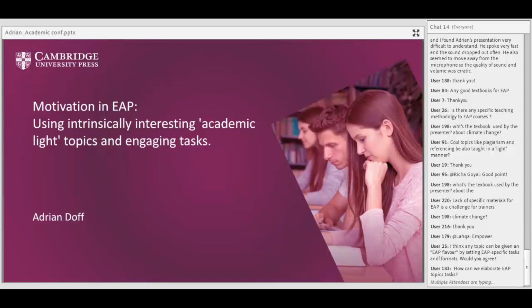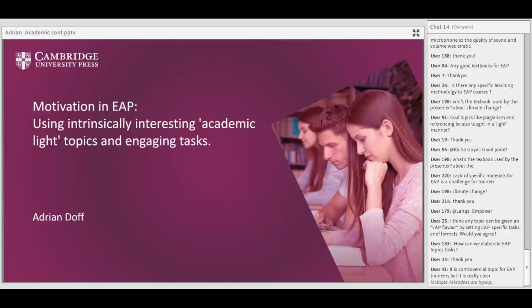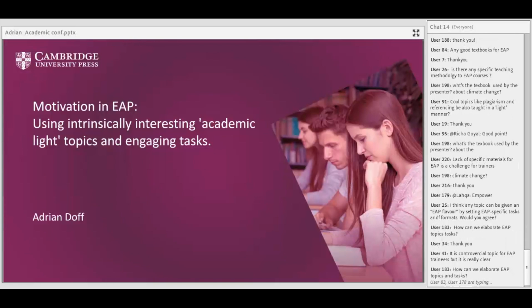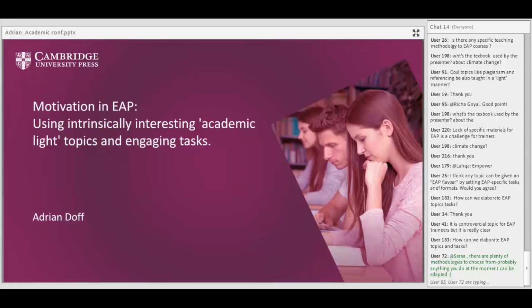The first one was the example of a typical EAP textbook, was from Cambridge Academic English. I think it was B2 level. And the second example, which was the general English textbook, was from Empower, which is by myself as a co-author, and also Craig Thane, my co-author. So that's part of the Empower series.